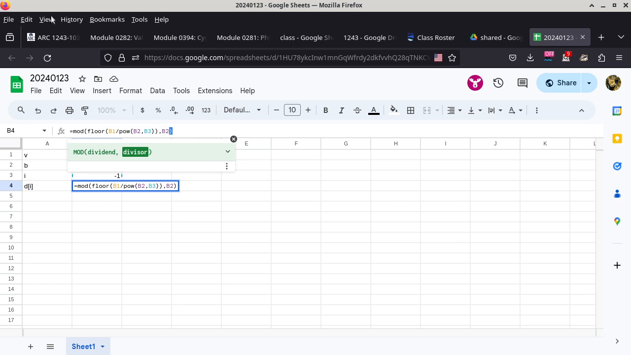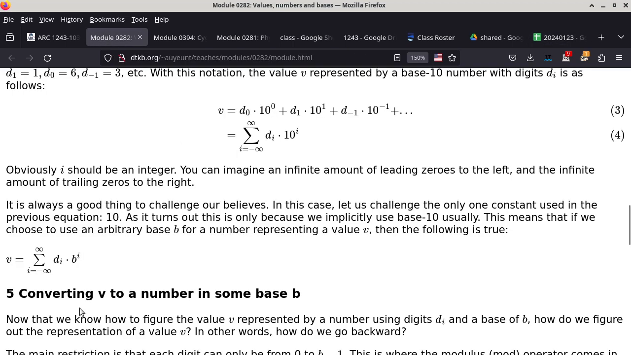So that is why we have to talk about this, because this is the most general version of how we find out the value represented by a number. D of i, each one is representing a digit in the number. B is the base that we are using for that number. And this entire thing, the sigma notation, would give us the value represented by that number. Is that making any sense?